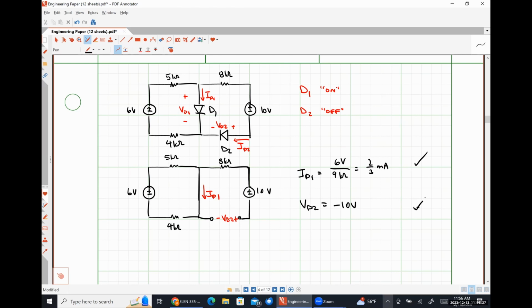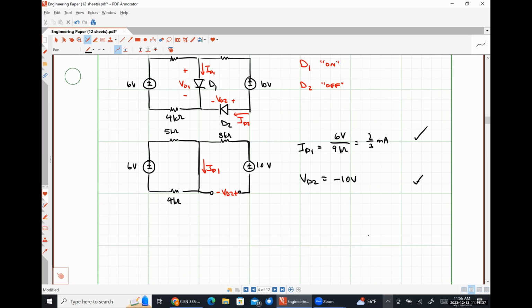Okay. So the last model that we're going to talk about today is the constant voltage drop diode model. And it's kind of the middle of the road.